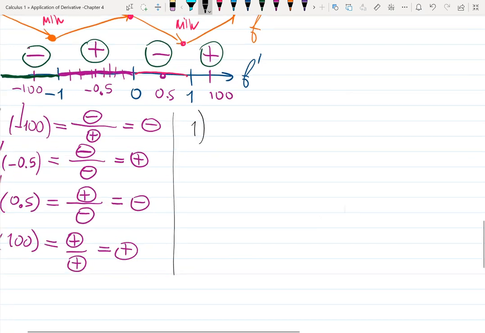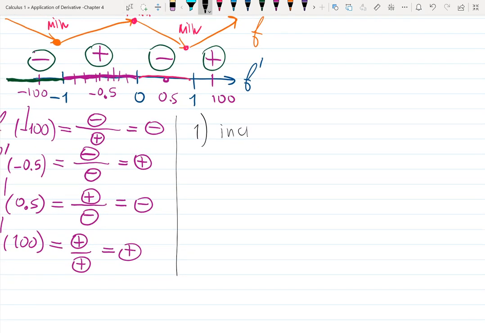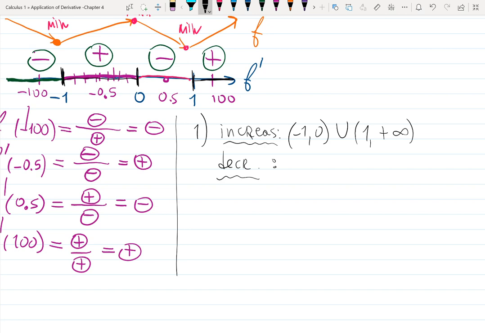The function is increasing on the interval from -1 to 0, because the derivative there is positive, union 1 to plus infinity. Decreasing where the first derivative is negative, from minus infinity to -1, and from 0 to 1. Done. The second question was to find local extreme values.